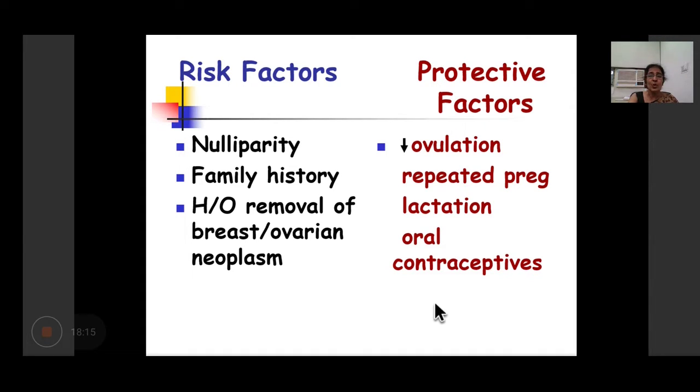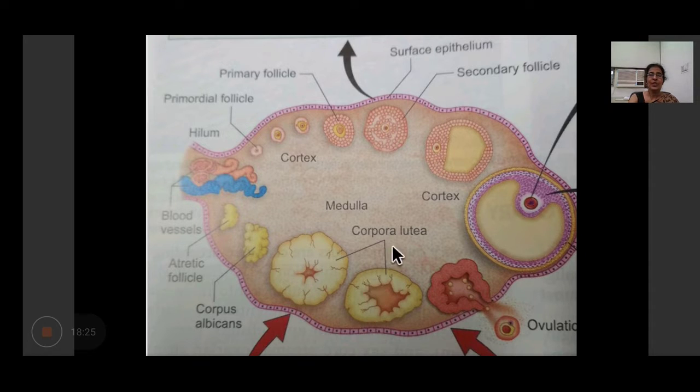So we really do not know how the oral contraceptives help, maybe by regulation of the hormonal cycle, but it's known that these are the protective factors for ovarian neoplasms. So this is what we are seeing: the surface epithelial cells, which are a low cuboidal epithelium.